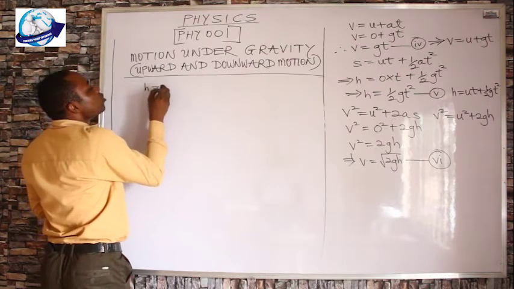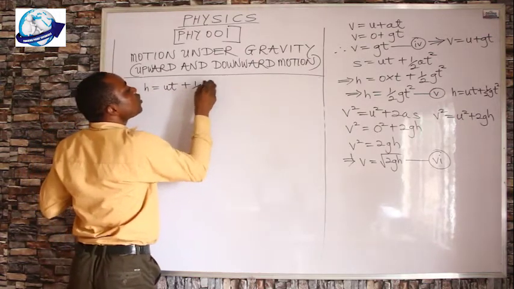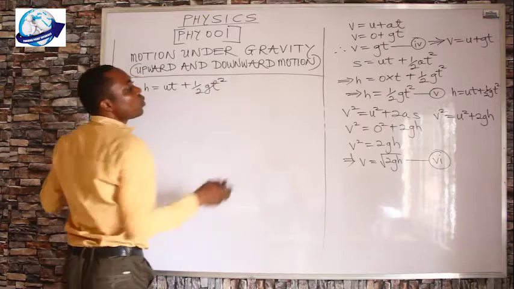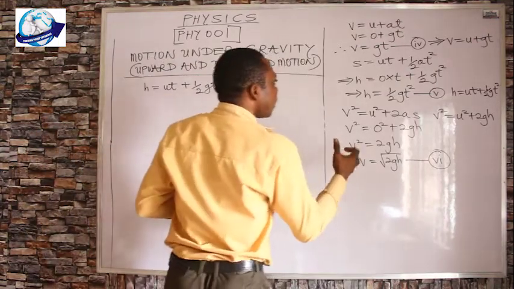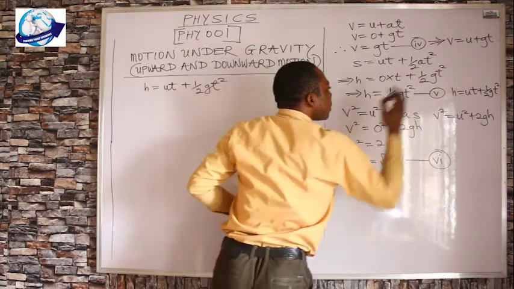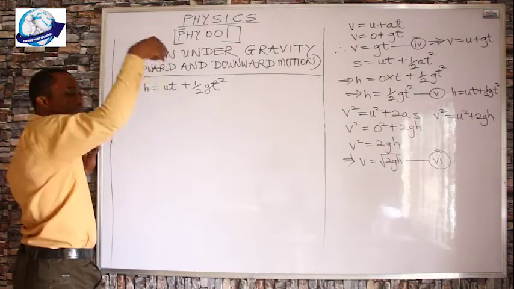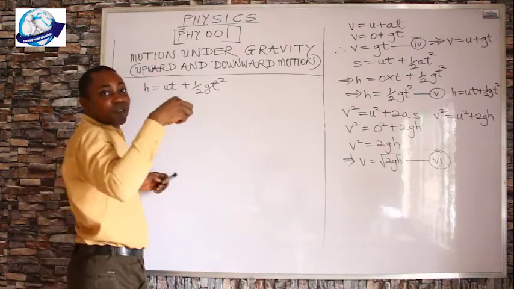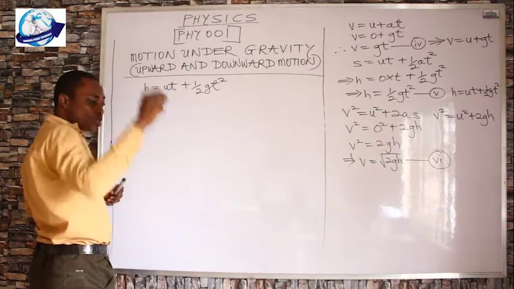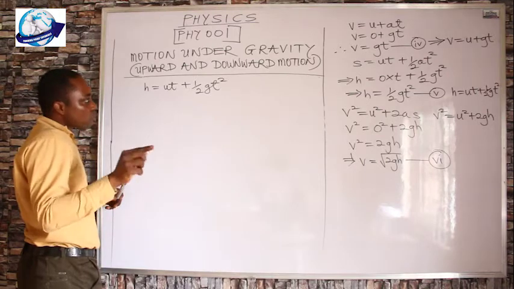What we have here is we consider it this very way: H equals UT plus half GT squared. When we look at what we have here, we can say from this side we have UT plus half GT squared. A body falling freely from a height and then it strikes the ground, what time will it get to the ground? What's the time? At what time?